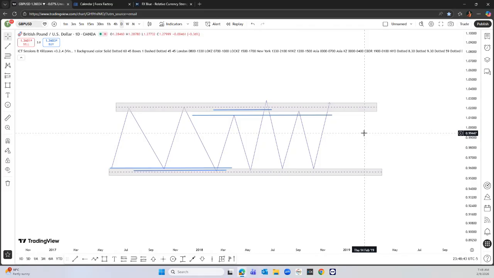If it's GBP, JPY, what business do you have for it in the New York session? GBP is not really active in the New York session. JPY is not active in the New York session. So these are pairs that have more movement in the London and also the Asian session.